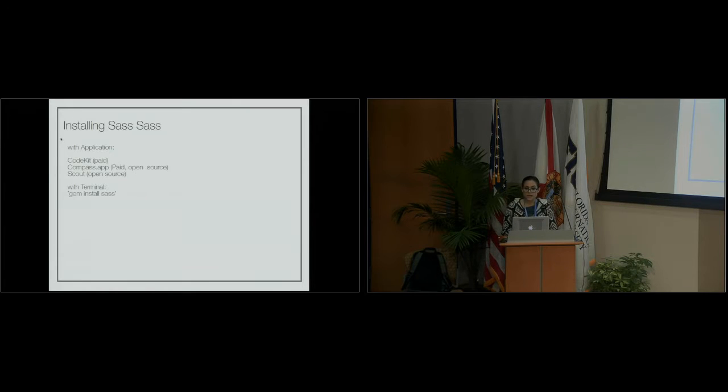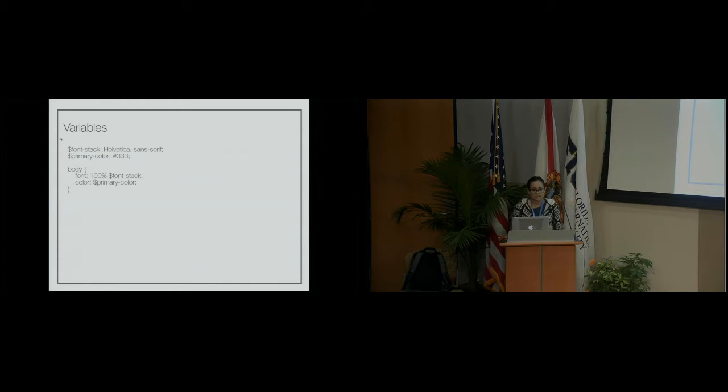In order to install Sass on your computer, you can either do it with an application such as CodeKit or Compass or Scout. As you can see, some are paid and some are open source. Compass is open source. Or you can use your terminal and just hit gem install sass. Now when I did it on my Mac, it gave me a bunch of errors. So if you run into errors, just hit sudo gem install sass, and that should give you the writing permissions to install it on your computer. As a general rule of thumb, if you're on terminal and you're wanting to install something and it's giving you errors, just put sudo before it and see if it works. Usually does.